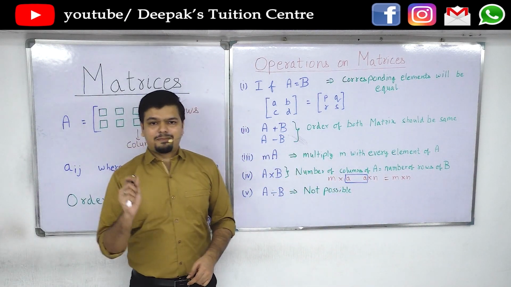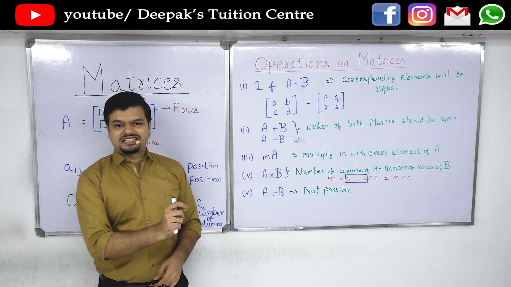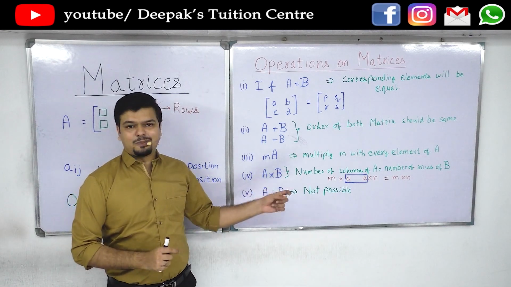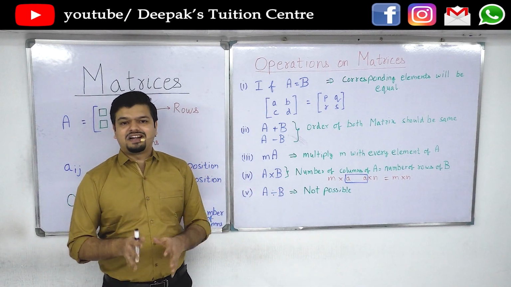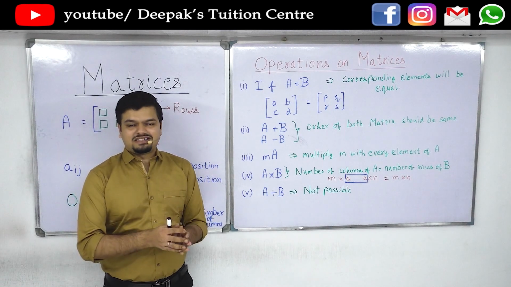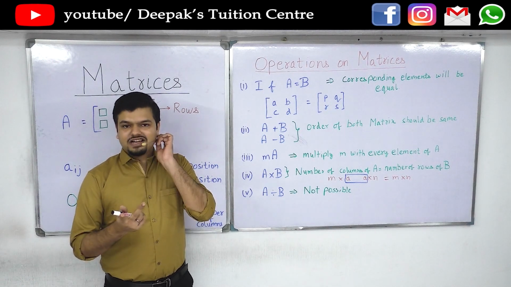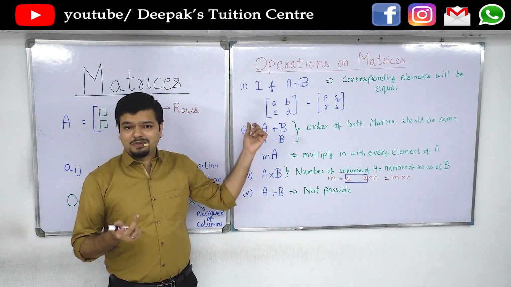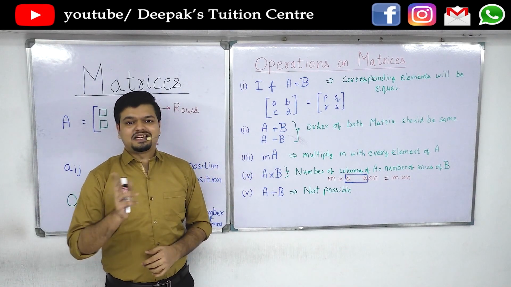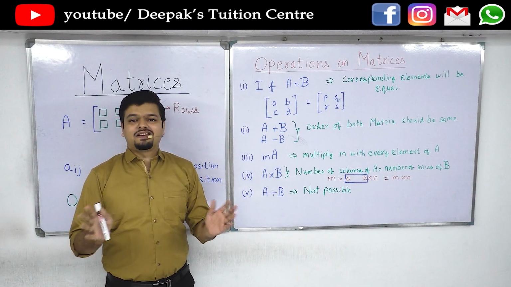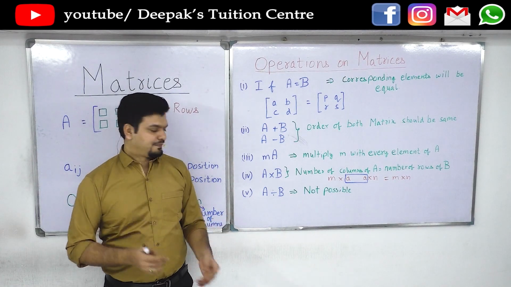Also remember, why am I mentioning first matrix, second matrix? Because A into B is not equal to B into A in matrices. In matrices, multiplication is not commutative. So A plus B is equal to B plus A, but A into B is not the same as B into A. They will give different answers generally.